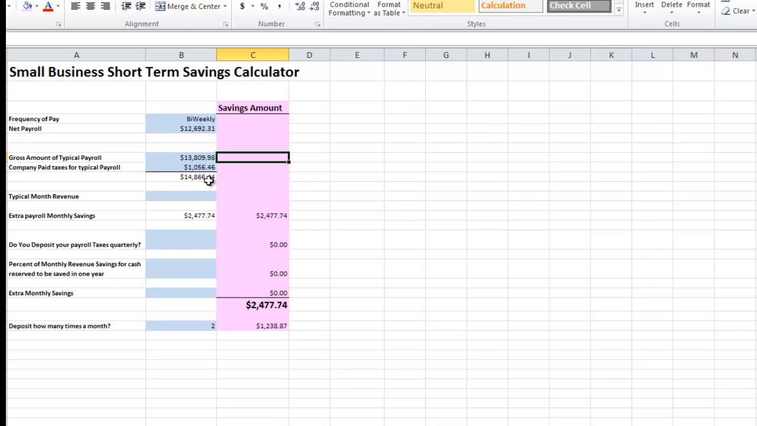All right, now I have in my calculator already, it's already estimating Social Security tax and Medicare that you are supposed to be paying as the employer. So it's calculating what it is already, but you may have state tax as well. If there's anything that you have to kick in as the employer, it doesn't come out of the employee's paycheck, but you have to kick it in, you're going to go ahead and add those company paid taxes into this line here. Next thing is we want to put what your monthly revenue is.